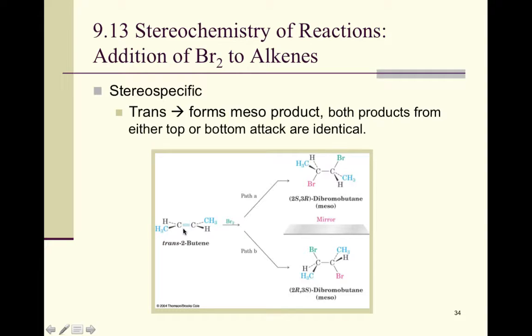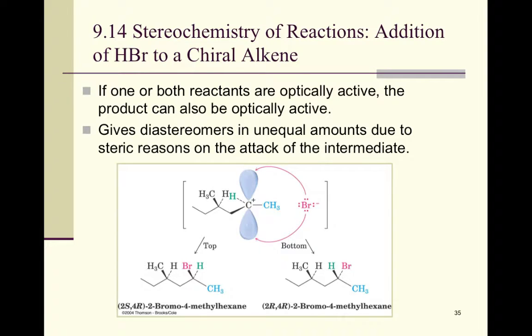Now, when we start off with trans-2-butene, we actually get a meso product. Both products can either come from the top side or the bottom side, so these are not going to be optically active because they're meso. Again, take a look. You might want to practice your nomenclature. You can see the nomenclature of this compound and this compound. Stereochemistry of reactions, looking at the addition of HBr to a chiral alkene.